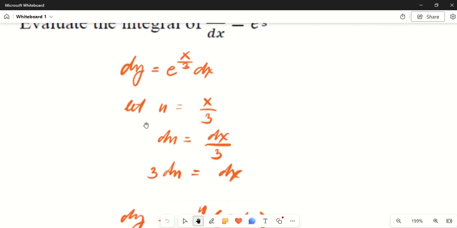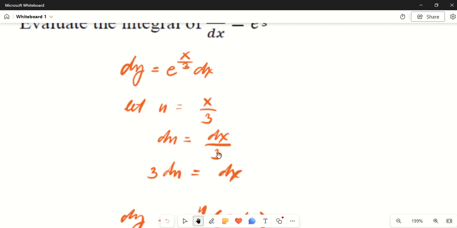So your du, you take the derivative of both sides of the equation. So your du here is equal to dx all over 3. Your du all over dx is 1/3, or your du is equal to dx all over 3. But in the given, we will only be needing dx. So in our equation here, du is equal to dx all over 3.